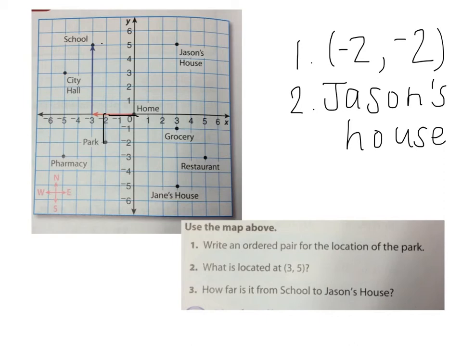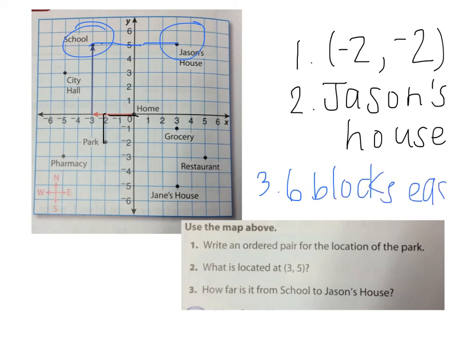Number 3 asks, using this map, how far is it from school to Jason's house? How far would you need to travel if you want to start at school and end up at Jason's house? First of all, which direction do you need to travel? North, east, south, or west? East. And how many blocks east? 6 blocks. Let's see. We start at school. We go 1, 2, 3, 4, 5, 6. So you need to go 6 blocks east. Make sense?